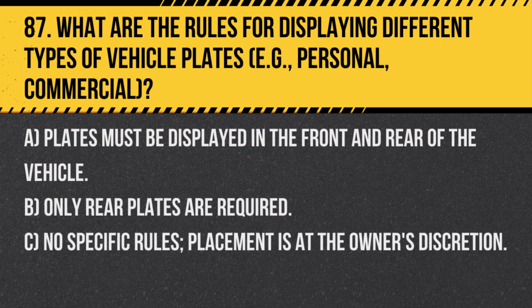Question 87. What are the rules for displaying different types of vehicle plates, e.g., personal, commercial? A. Plates must be displayed in the front and rear of the vehicle. B. Only rear plates are required. C. No specific rules. Placement is at the owner's discretion.